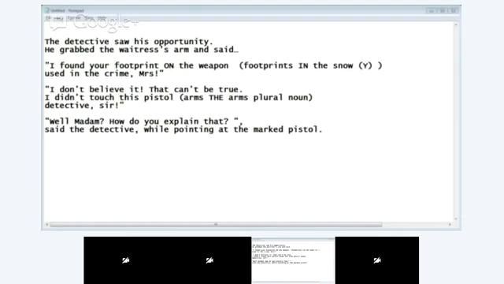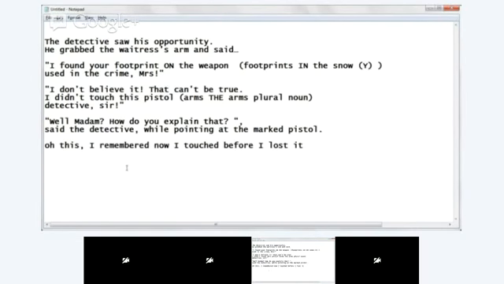I didn't touch it. So, okay, now I'm looking for some more words. Samar, are they your extra words there? Yes. Good, let's have a look then. Thank you. We're moving along quite slowly, but we're going to get there. Oh, this I remembered now. I touched before I lost it. Okay, nice and a good idea. Let's start with a capital letter. Now, let's have a look at this word, remembered. Do we use remembered in the past? If we remember something from the past, we just say, I remember. So I think I'll take away the past and say, I remember now.